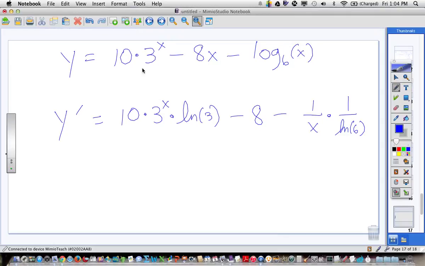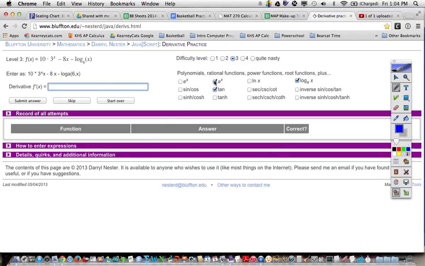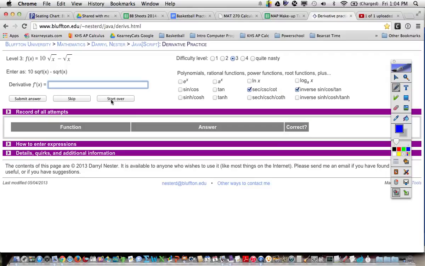Okay, so that gives you some practice on those other bases of logs and exponentials. So that's one of the advantages of this website, you can pick and choose. Okay, let's do one more on this website. Let's do an inverse trig and maybe secant, cosecant, one like that. Let's see what we get here.